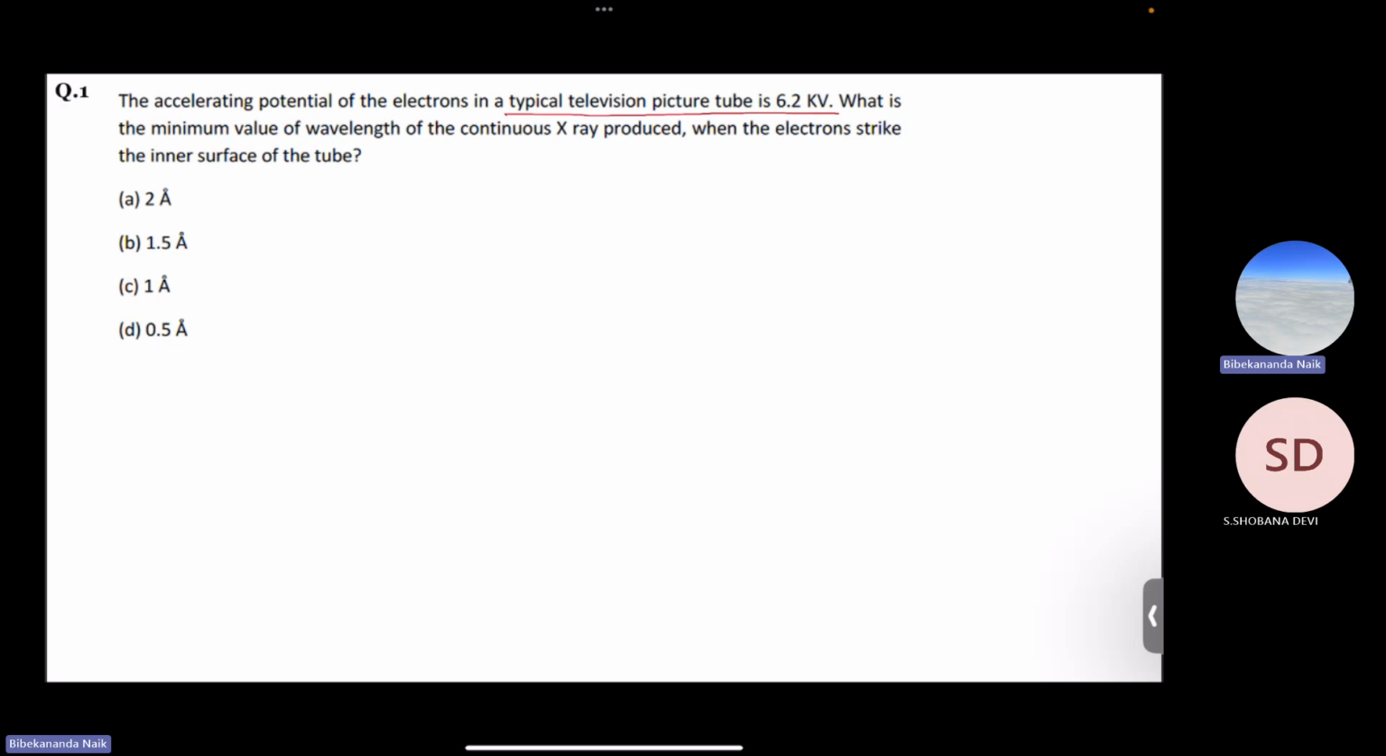So in a typical television picture tube, the accelerating potential is 6.2 kilovolt. What is the minimum value of wavelength of continuous X-ray? So we need to find the minimum value of wavelength of continuous X-ray produced when the electron strikes the inner surface of the tube. These are the four options. I'll give you a few minutes to try this question, and then we will discuss a few things about X-ray production, and then we will continue to solve this problem.